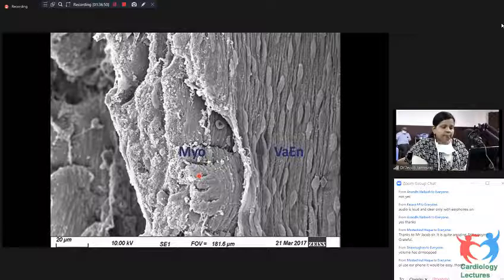So this is almost a million times the magnification of the adipocytes, and in the inset you can see the coronary vein. This is part of the blood vessel. You can see the lining endothelium. This is the cut surface of the myocardium.